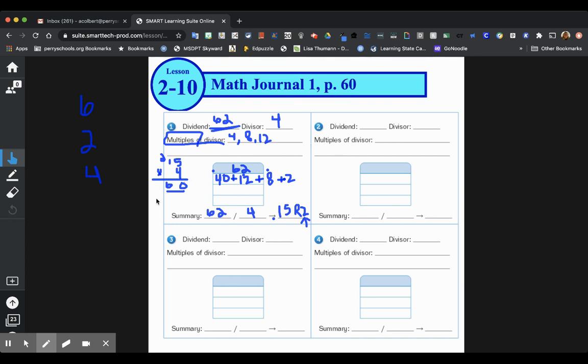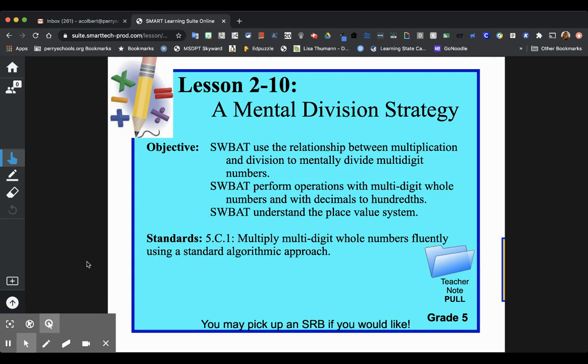Do the rest of this page and practice. Remember to check your work using those multiplication problems. And just a reminder that today we were working on a mental division strategy, using the relationship between multiplication and division to mentally divide multi-digit numbers, perform operations with multi-digit whole numbers and with decimals to the hundredths, and also understand the place value system.